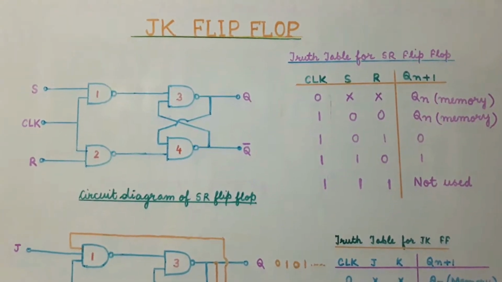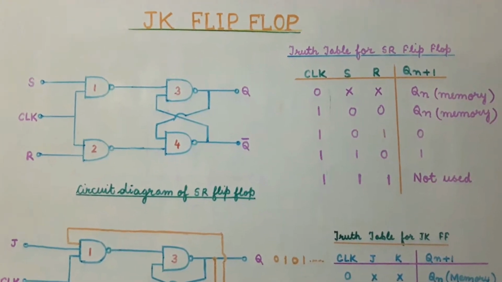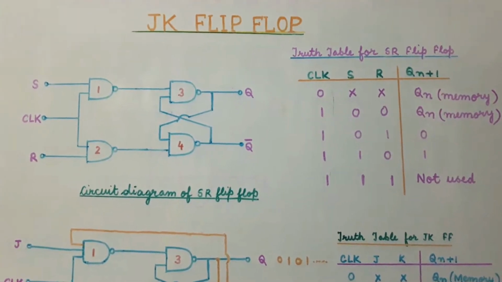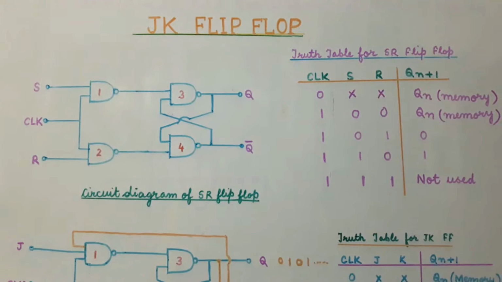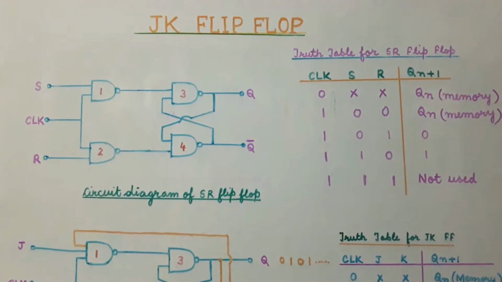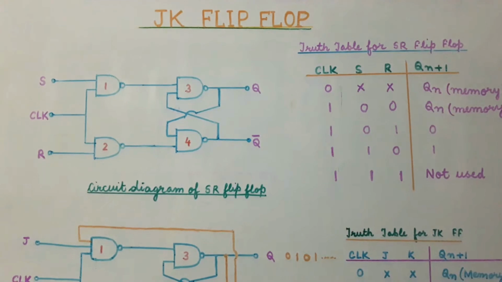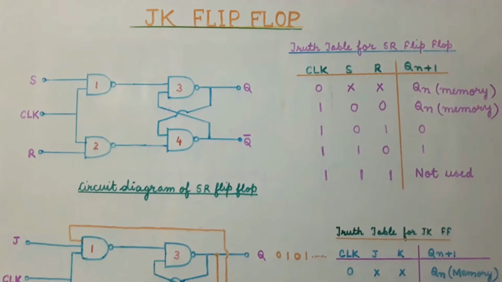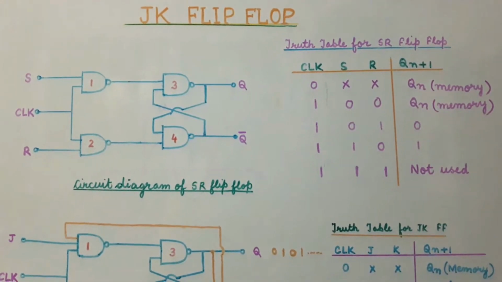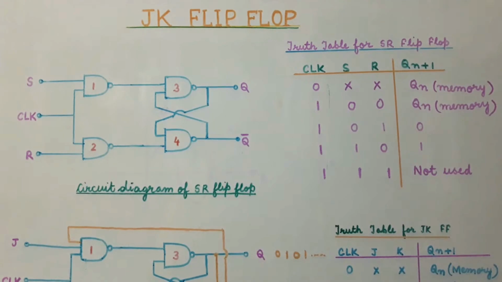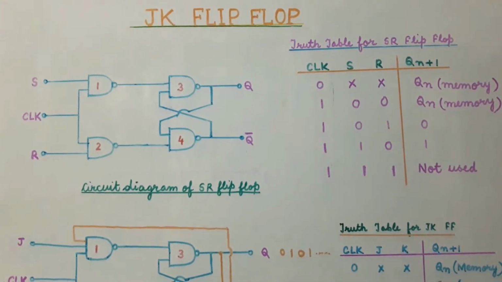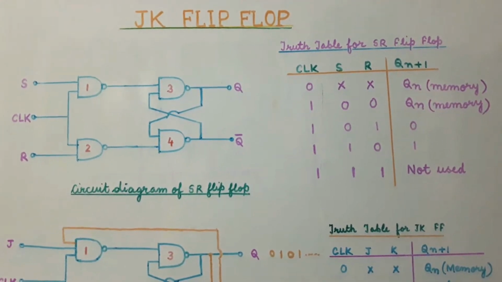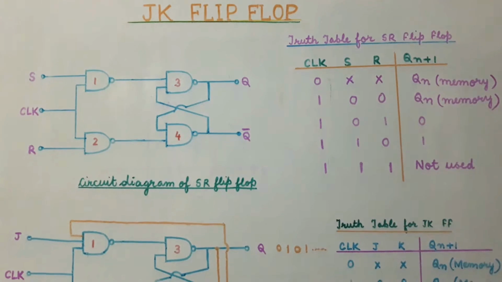So first of all, we will see what is the advantage of the JK flip-flop, and then we will see the working of the JK flip-flop. Now in the D flip-flop, we already know that there is a single input, D, which we call the data input. So only two combinations are possible in the D flip-flop, whereas in the SR flip-flop there are two inputs, S and R, so 4 combinations are possible.